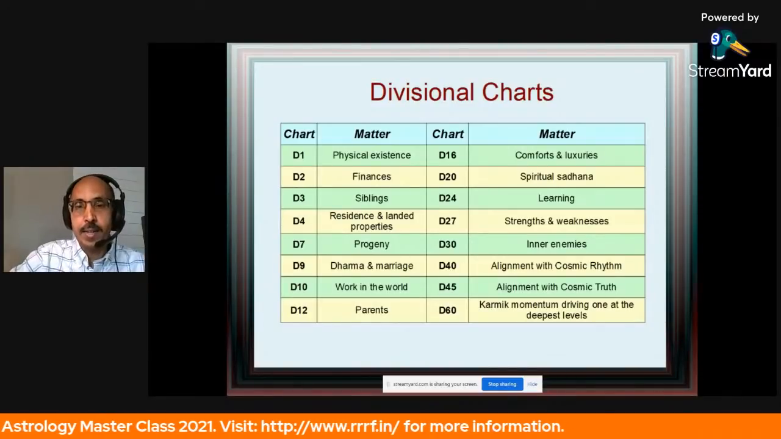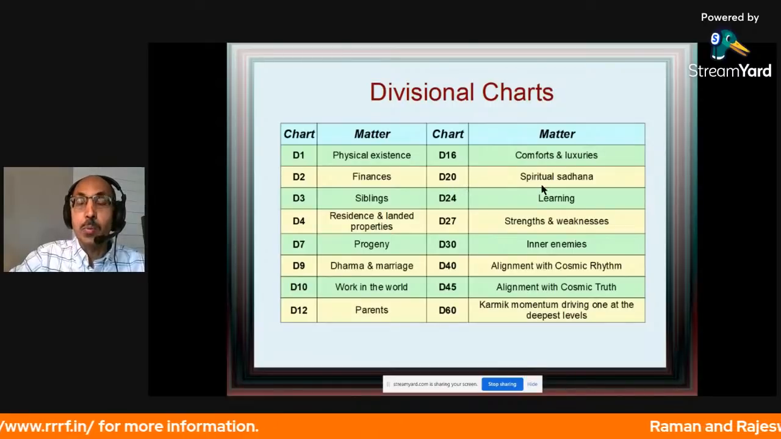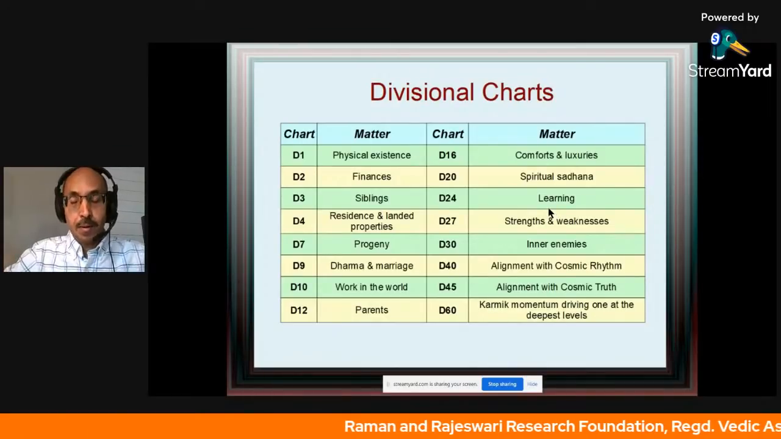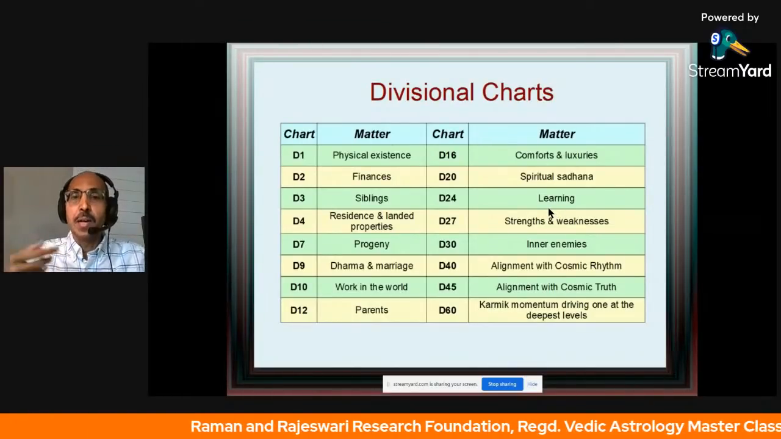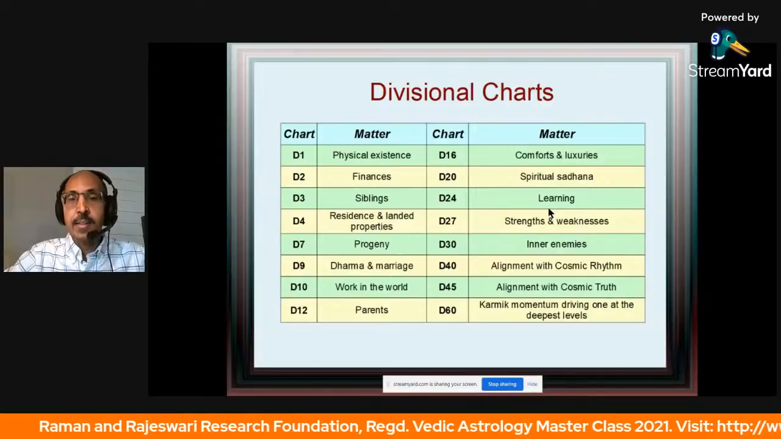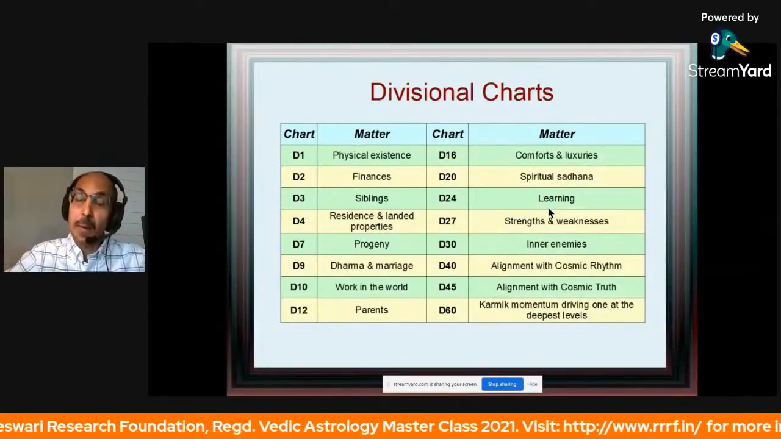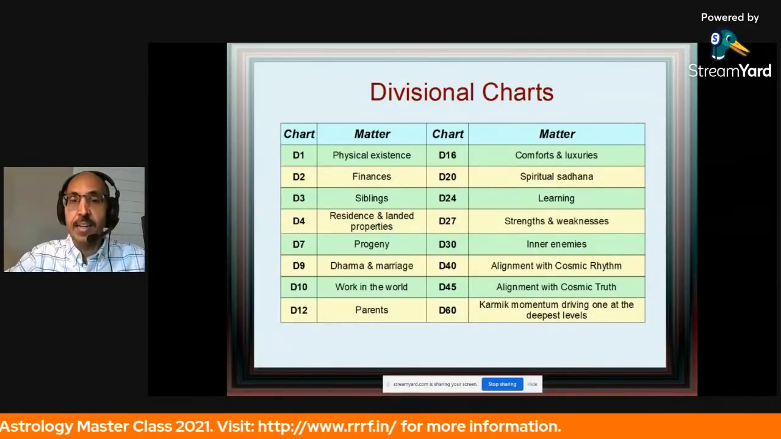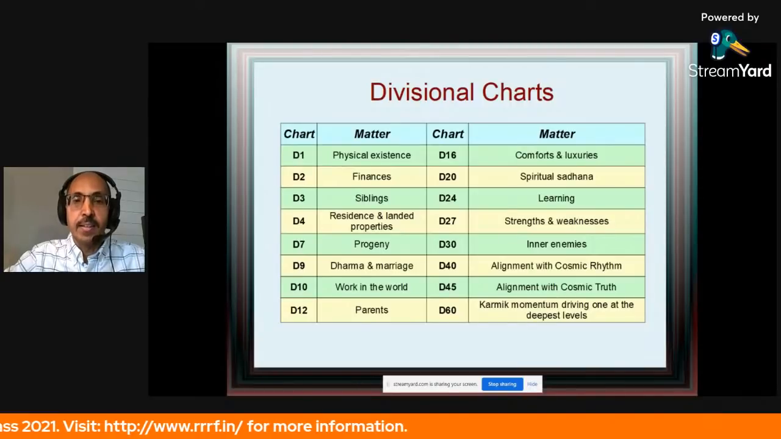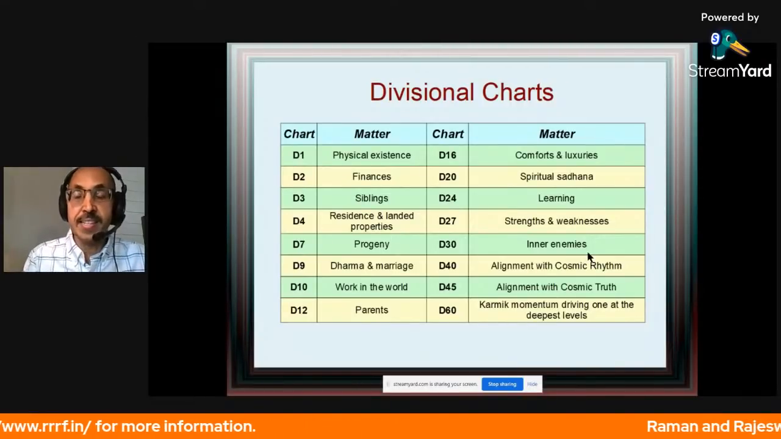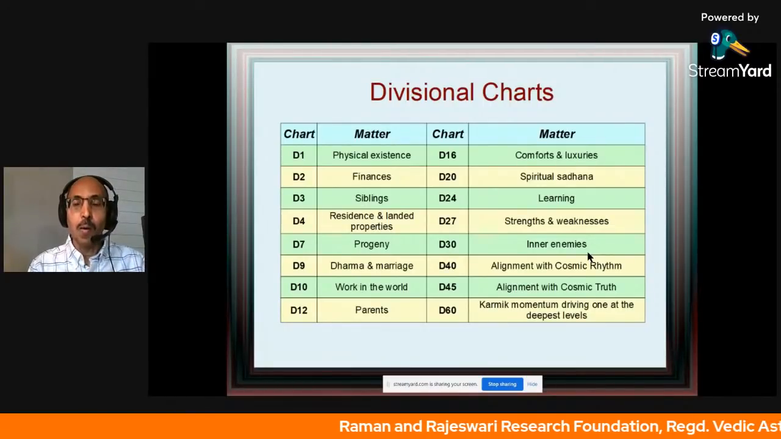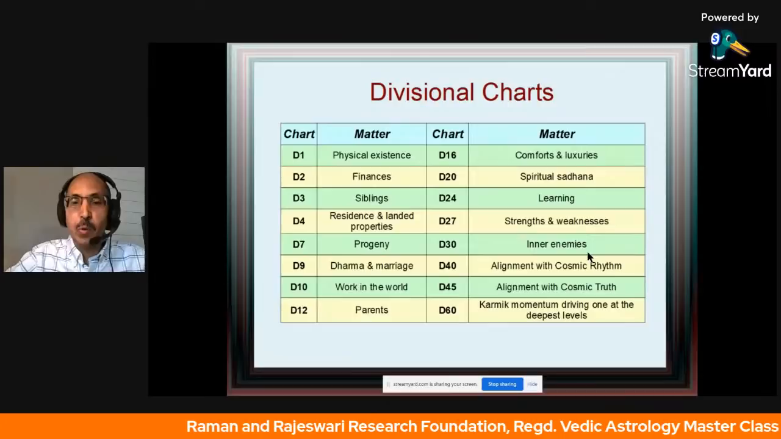D16 shows comforts and luxuries and also lack of those. D20 shows spiritual sadhana, D24 shows learning, both learning of the kind of mathematics, sciences, etc., as well as aparavidya as well as paravidya. So things beyond this world, like learning, understanding Vedanta, understanding astrology, etc. D27 shows strengths and weaknesses at a subconscious level. So this is basically what one's instincts are to do something or to avoid something.